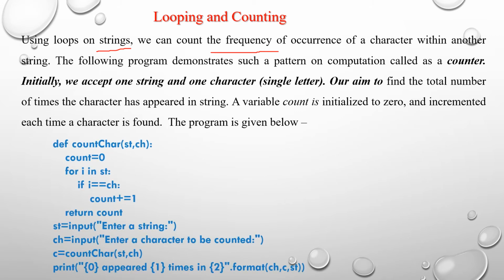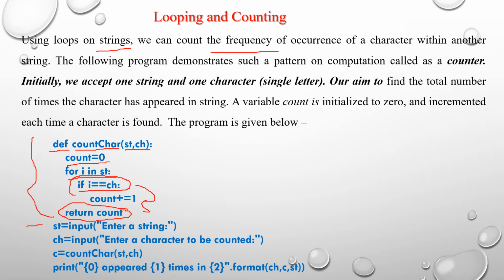So this is the program. Here we declare one function: def, and the function name is count_character, and the inputs are string and character, colon. This is the syntax. After that we initialize the value. The initial value for count is 0. After that we declare a loop: for i in string st. Within the loop we declare one condition: if i is equal to character, we update the count. So count is equal to count plus 1. After that we return the count. So this is the function.